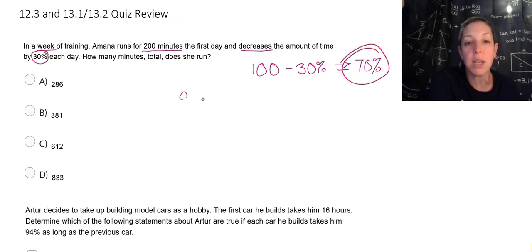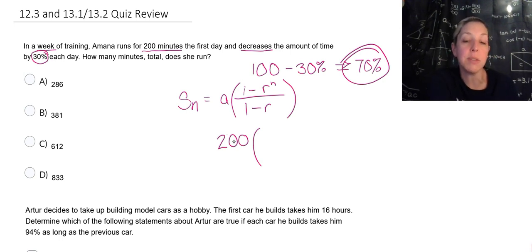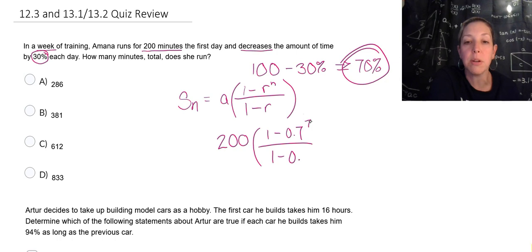So the equation that you were given for these types of problems, it's a long one. You have A times the quantity 1 minus r to the n over 1 minus r. So for this problem, our A value would be 200 minutes. And our rate, again, that's going to be the 70% as a decimal, so 1 minus 0.7. And our time for n is going to be 7 days. And then on the bottom, we would just have that 1 minus 0.7.